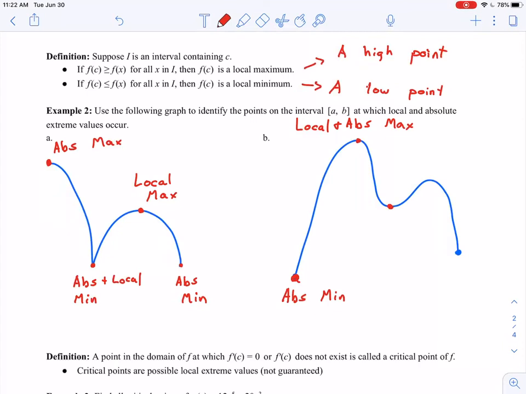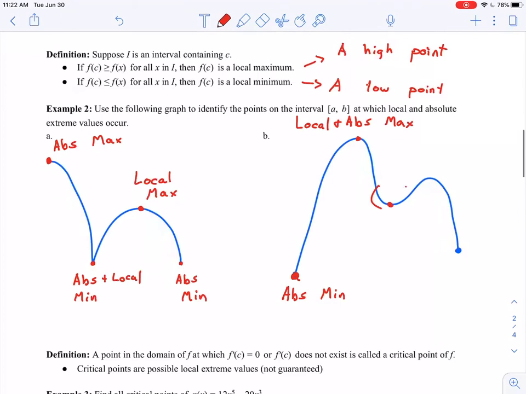This point right here looks like it's a low point compared to the points that are around it. If I look at that particular section of my graph, that seems to be the lowest point of that particular section. So this is a local minimum. And then this point right here, this appears to be a local maximum. It's higher than all of the other points around it for that particular section of the graph. So this is a local maximum.